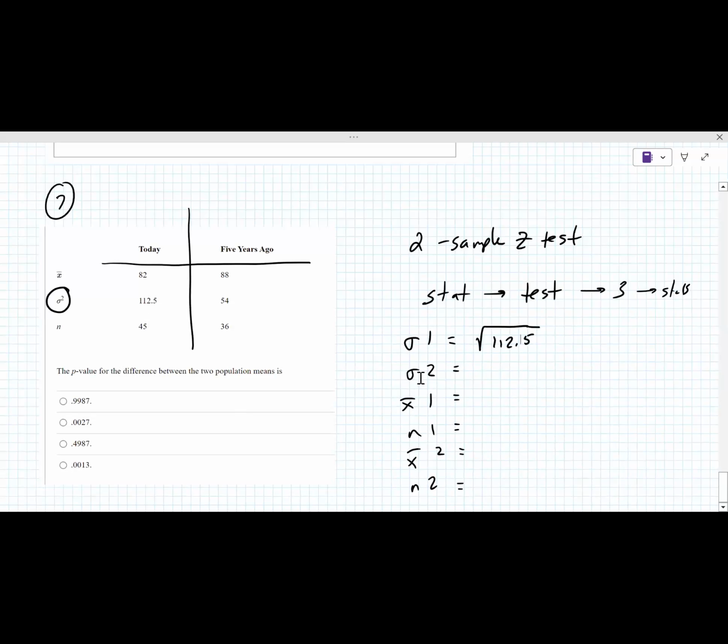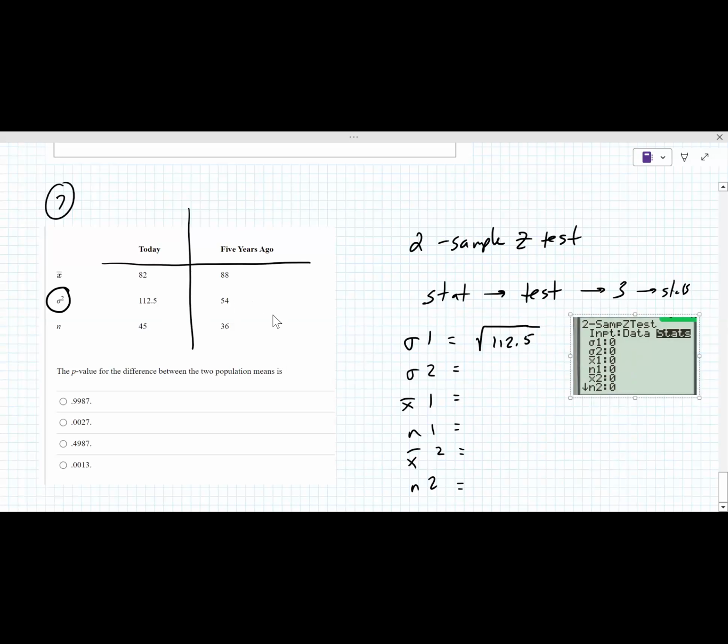I don't see an x bar 2 on mine. Did you click on stats? Yeah. I went stat test. And then is it two sample? Yes, it's number 3, two sample Z test. Okay, now I clicked something wrong. Yeah. If your input doesn't match what you have, you got to go back and restart to find it.